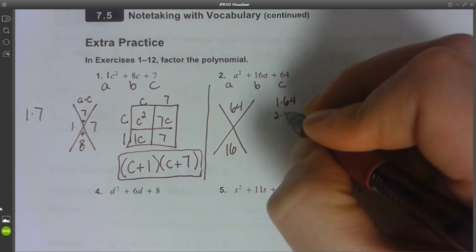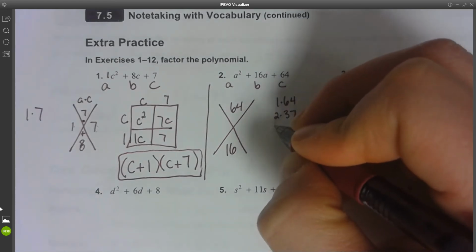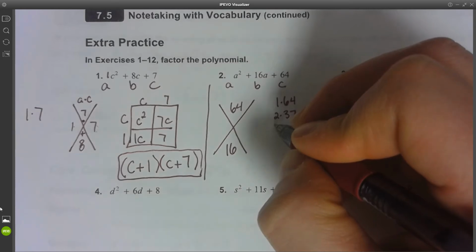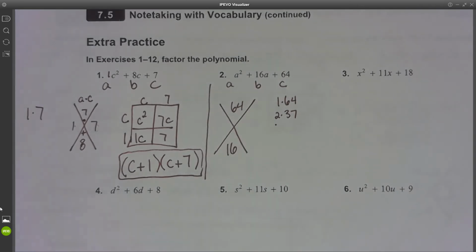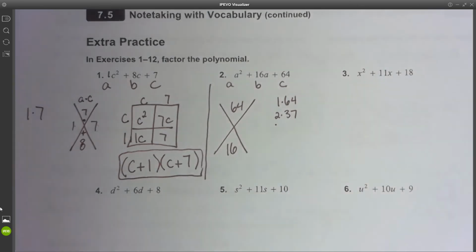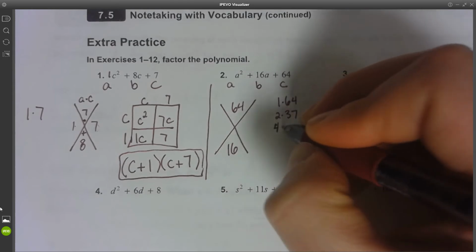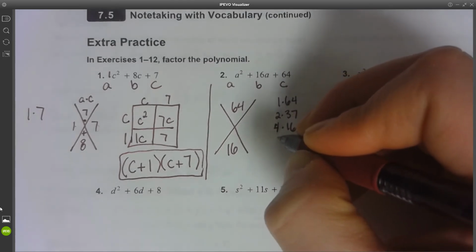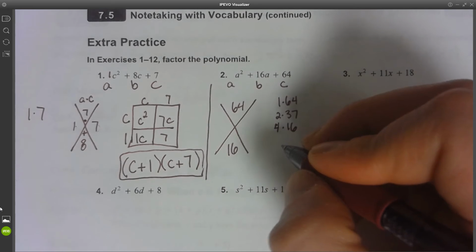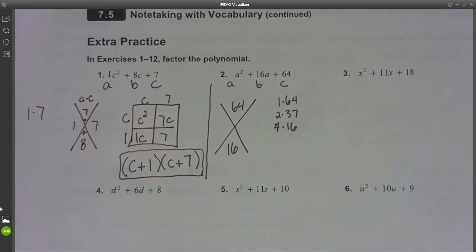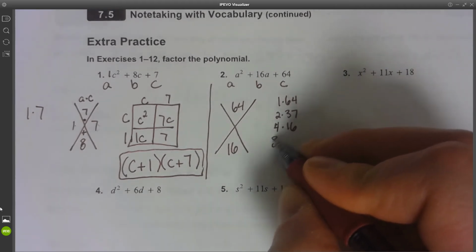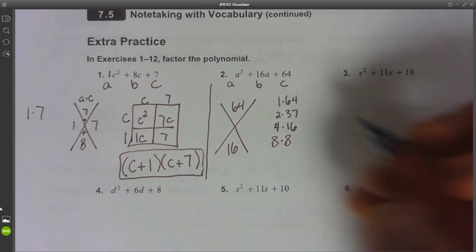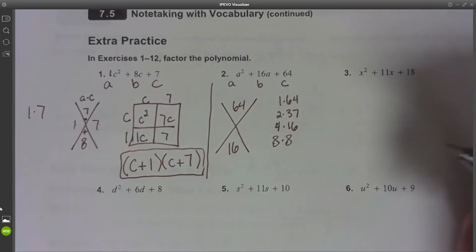I could have 2 times 32. 64 divided by 3 doesn't work, but 64 divided by 4 works. 4 times 16. It's not 5, because it doesn't end in a 5 or a 0. If I do 64 divided by 6, that doesn't give me a whole number. 7 isn't a factor, but 8 is. 8 times 8 is a factor. I don't need to go any further because I've used the same number twice.